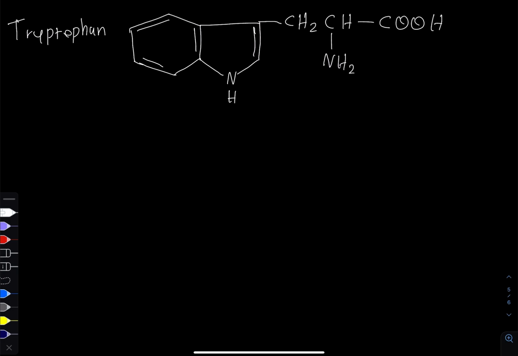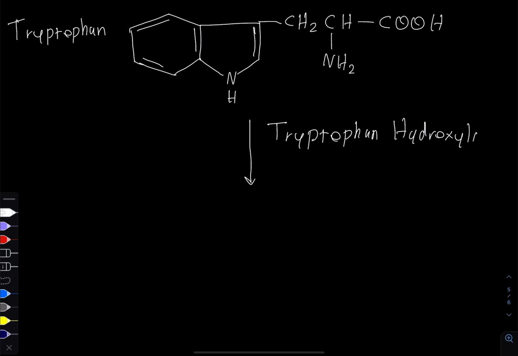And tryptophan is going to be transformed in this step by an enzyme called tryptophan hydroxylase, which is abbreviated as TPH. You don't want to do TH because that would be confused with tyrosine hydroxylase, which is in the catecholamine pathway.